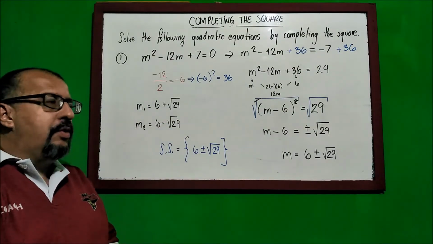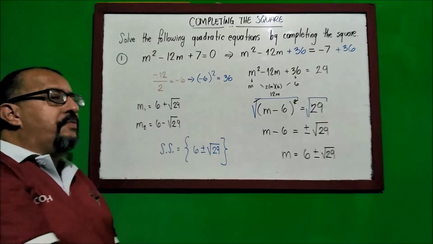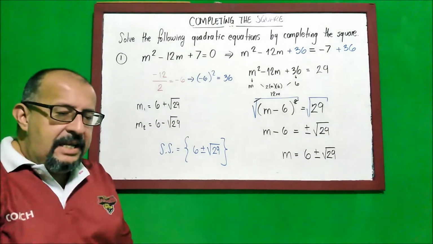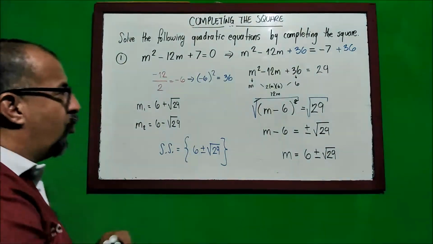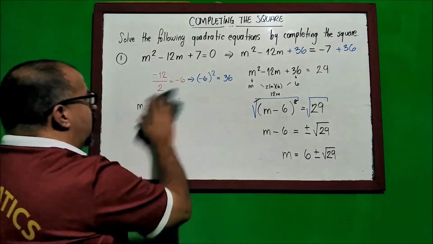The next problem that we're going to do implies a value here that is different than 1. That means a leading coefficient that is not equal to 1. So I'm going to start that process.